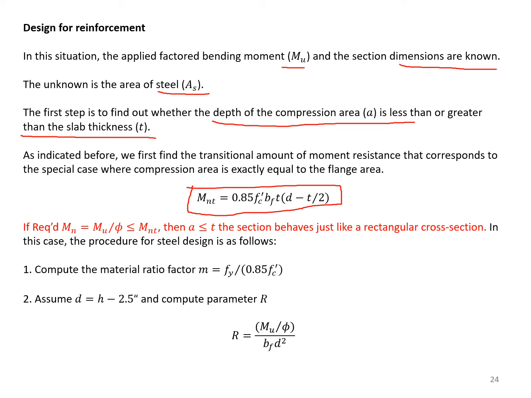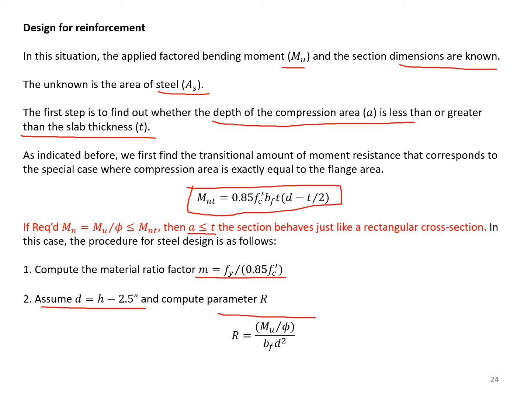Our required Mn is equal to Mu divided by phi. If it is less than Mnt, then a is smaller than t. And in that case, the procedure is as follows. We compute the material ratio factor m, which is Fy divided by 0.85 f'c. Because we don't have the area of steel, we need to assume d as h minus 2.5 inches. And because the Mn is smaller than Mnt, remember that our section would be just like a rectangular section.